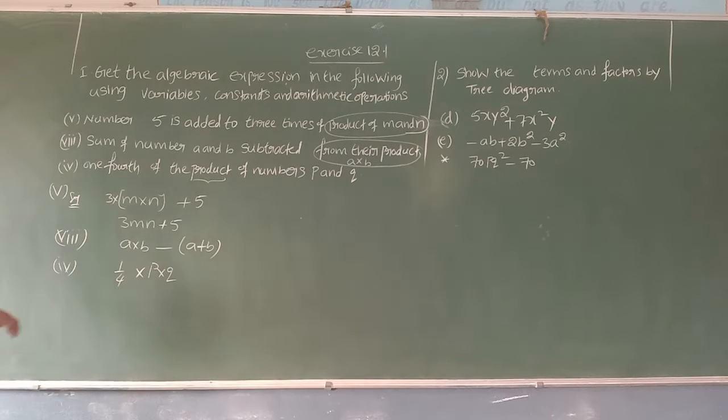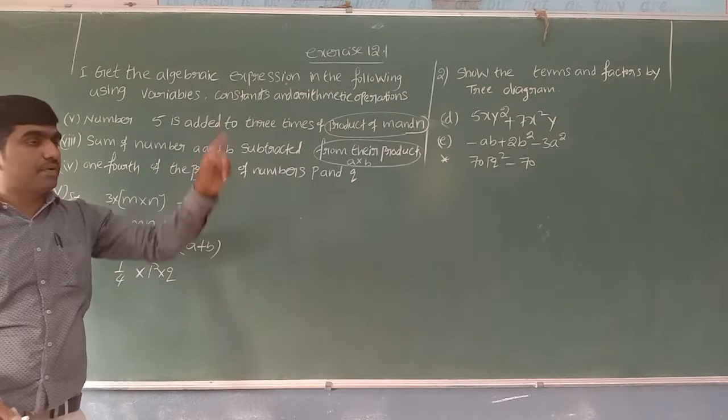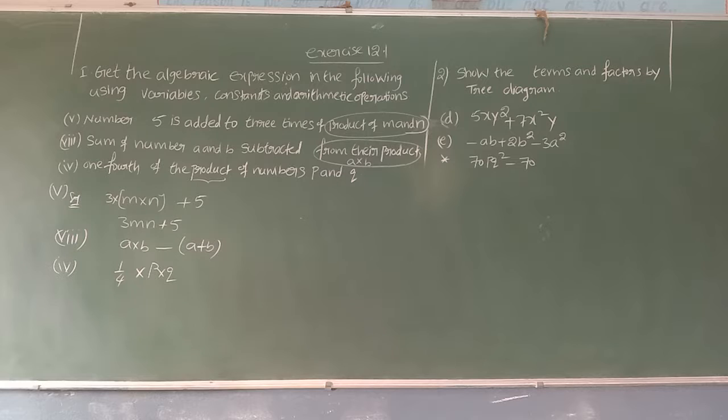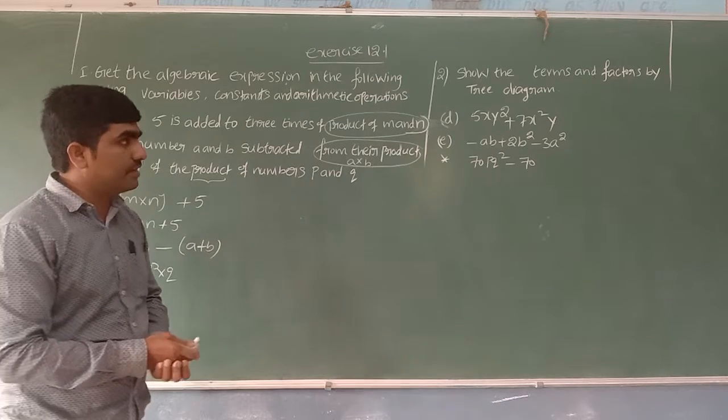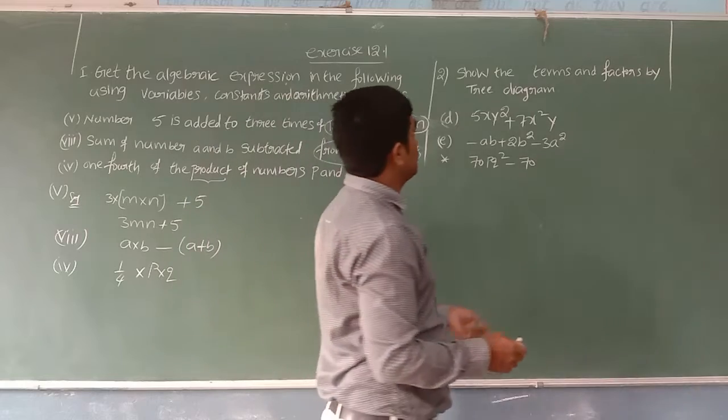Now you can see all these are algebraic expressions. And how did we get these algebraic expressions? These algebraic expressions involve variables, I mean alphabets, and also constants, I mean numbers, and also some operations like plus, minus, into, division. That is the way you can write an algebraic expression. Let's see the second bit now.